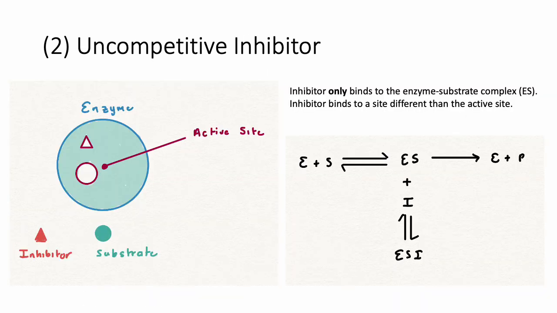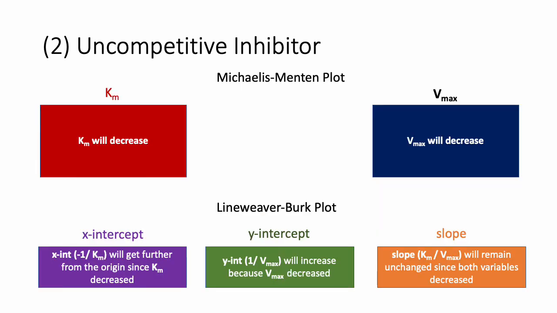So next we have the uncompetitive inhibitor. This inhibitor only binds to the enzyme substrate complex, or ES, and it binds to a site different than the active site. So you can see here the inhibitor binds to this site and the substrate still binds to the active site. And from the equation, the inhibitor only interacts with ES. So for the uncompetitive inhibitor, Km will decrease and Vmax will decrease as well. And this is for the Michaelis-Menten plot.